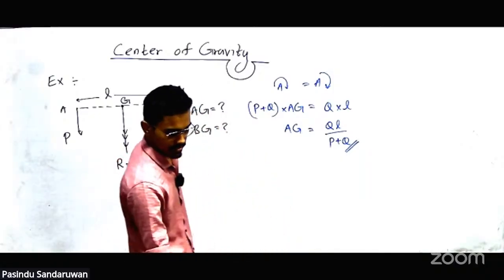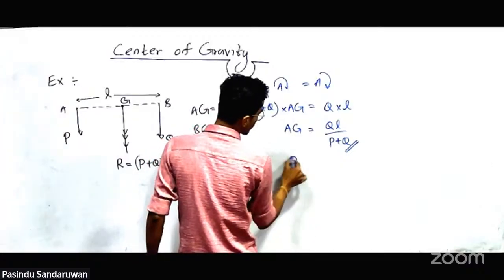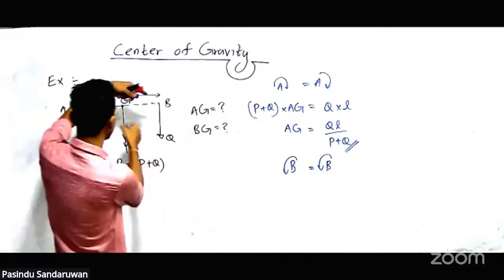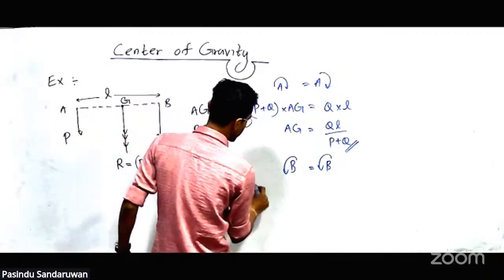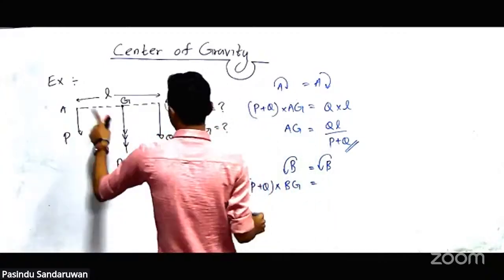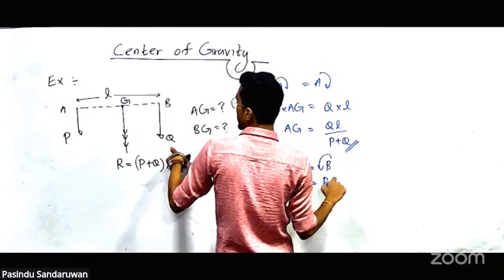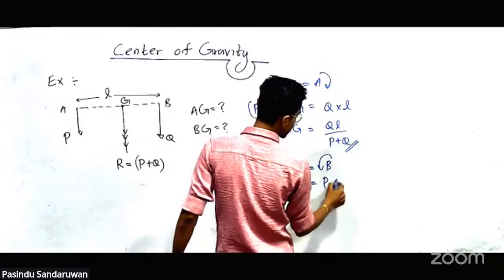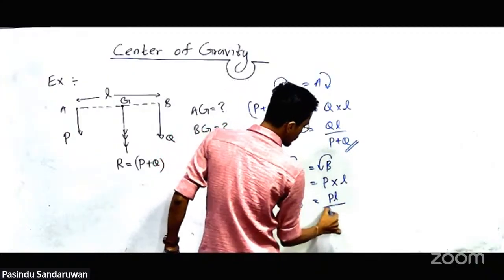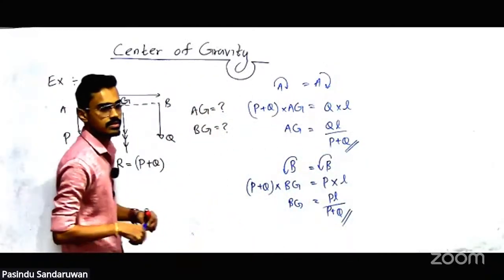Next, BG. If you need BG, do the same about point B. About point B, force moments are in the opposite direction. From the resultant P plus Q, the distance is BG. There's no contribution from Q about B, and from P the perpendicular distance is L. So BG comes as PL over P plus Q.